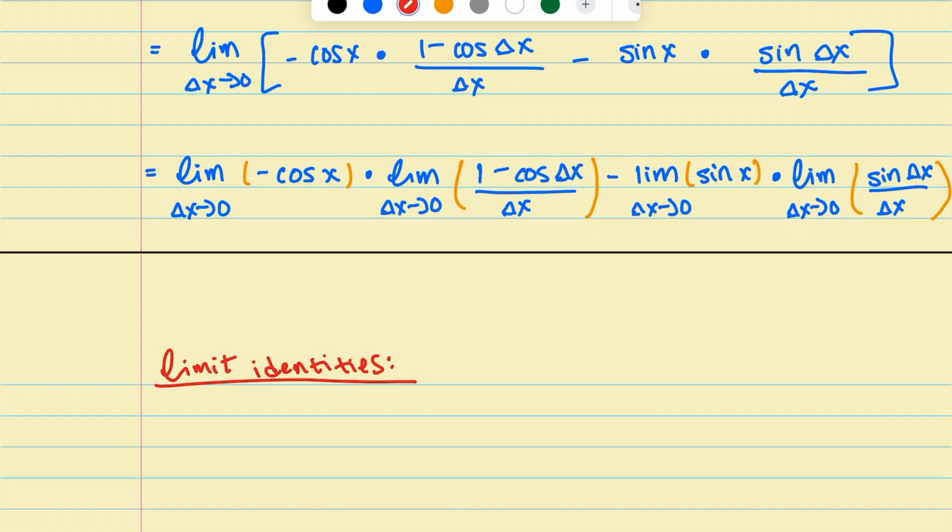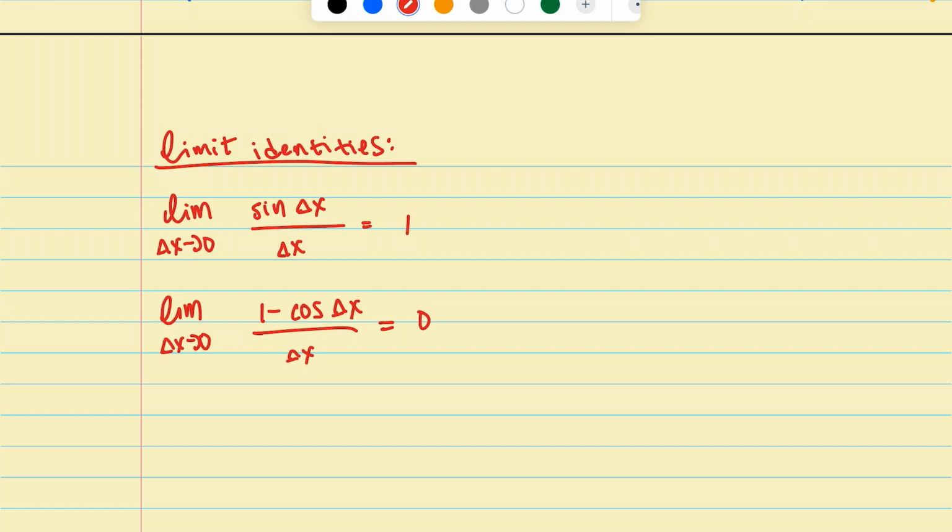It is at this point that we're going to use some limit identities to help us reduce this expression. The first limit identity is that the limit of sine of delta x over delta x as delta x approaches 0 is just 1. The second identity that we'll use is that the limit of 1 minus cosine of delta x divided by delta x as delta x approaches 0 is 0.